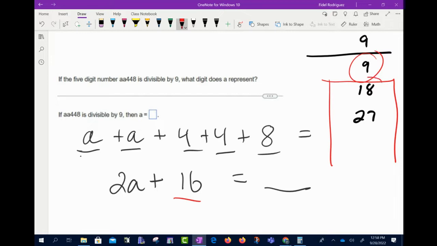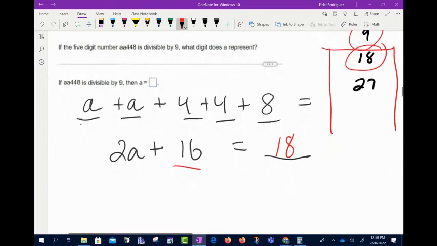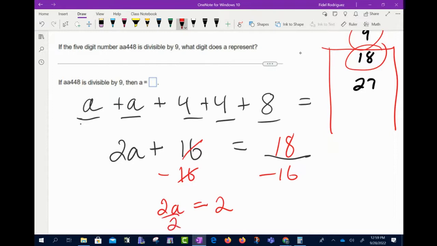So suppose I used the next number, 18, and I wanted to say 2A plus 16 equals 18. This is just a basic kind of algebra problem, right? If I subtracted 16 on both sides, that would leave me with 2A. 18 minus 16 is 2. And I divided everything here by 2. A would be equal to the number 1. So I could say, A could be the number 1. That looks like a reasonable choice.